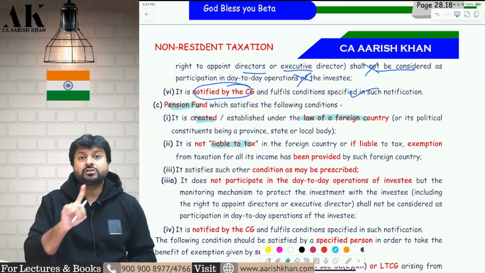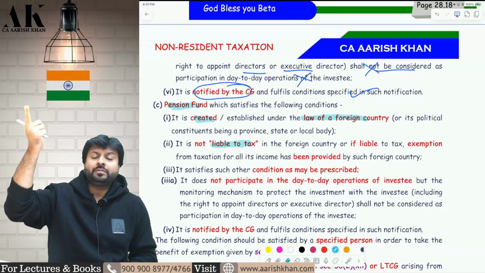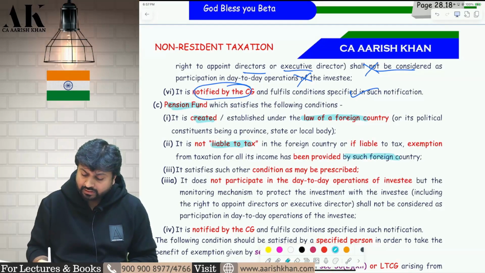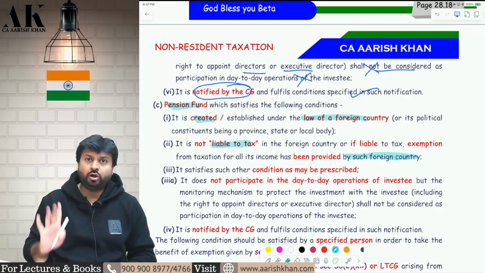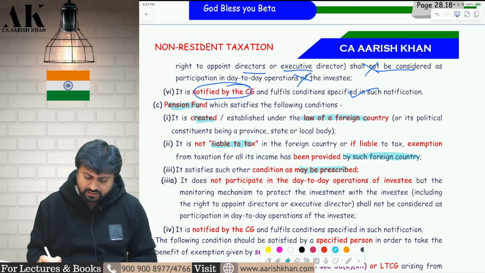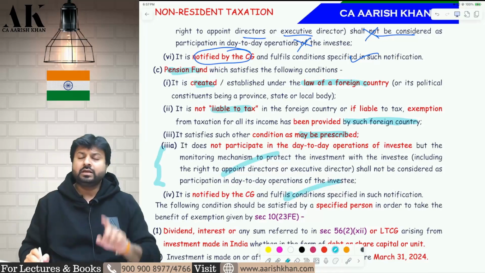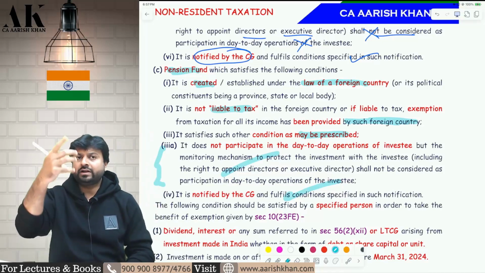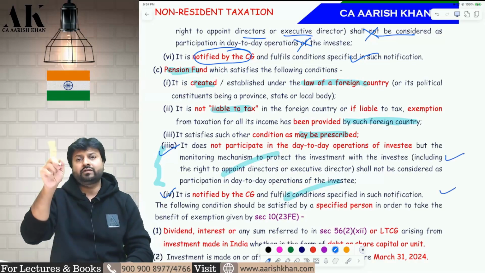Secondly, the pension fund should not be liable to tax in any country. The pension fund should not be liable to tax by that foreign country. Even if it is liable to tax, it should be exempted by tax law. It should not pay tax out of its pocket. They have to fulfill such other conditions as may be prescribed, and the 4th and the 5th conditions are the same as the previous section, that is, the sovereign wealth fund. So conditions 3A and 4 were also there for the sovereign wealth fund.